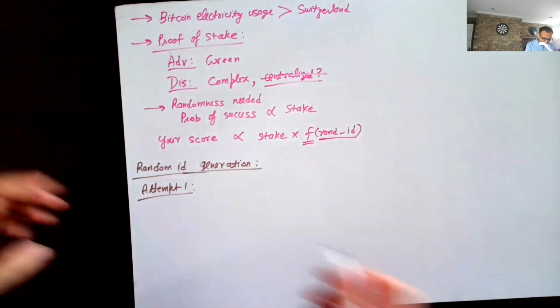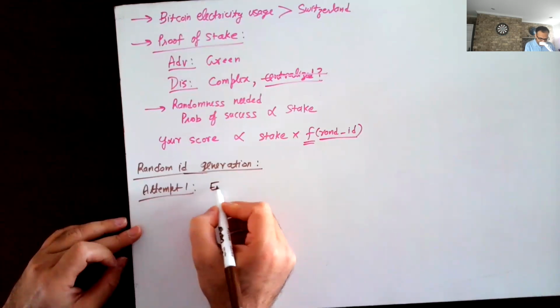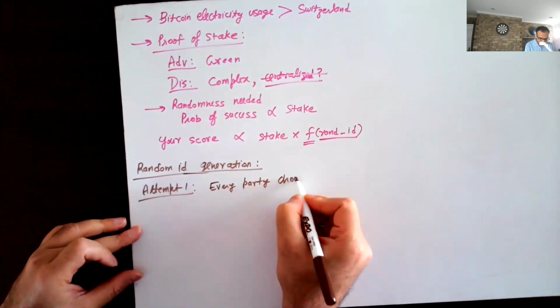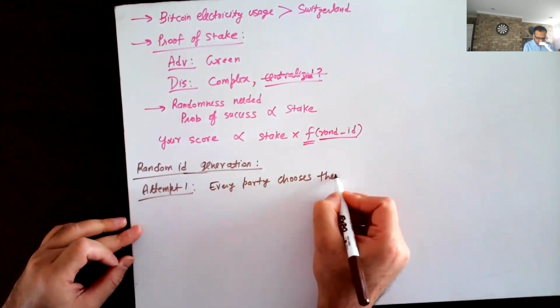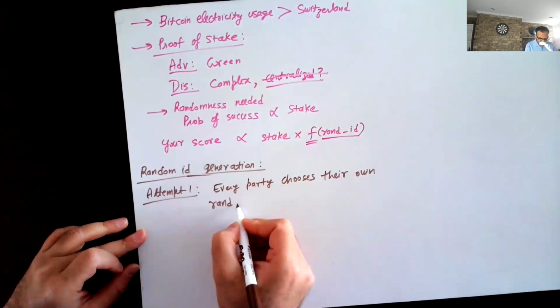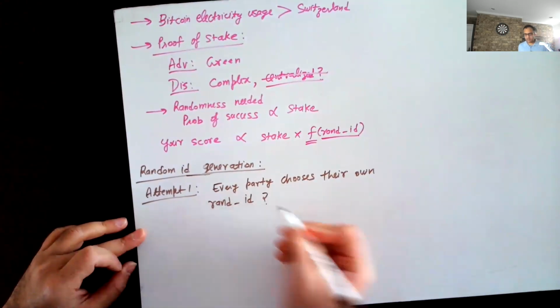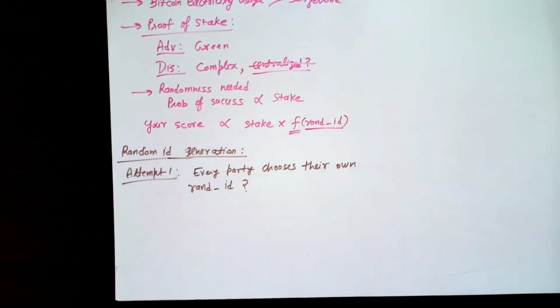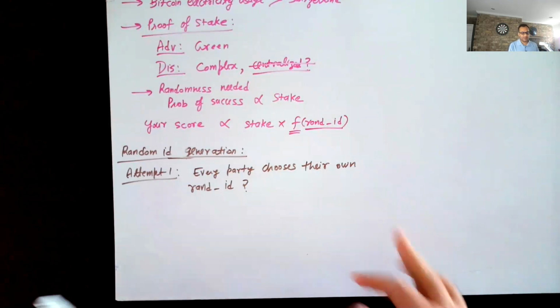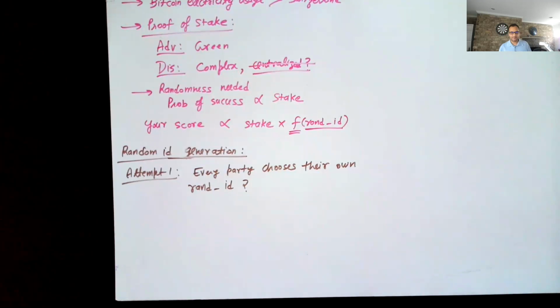Maybe the simplest attempt is that every party chooses their own random ID. How about that? Dishonest parties will always pick the highest number as the random ID. Yeah, so this just completely fails. It is in your interest to pick the largest random ID because that maximizes your score.